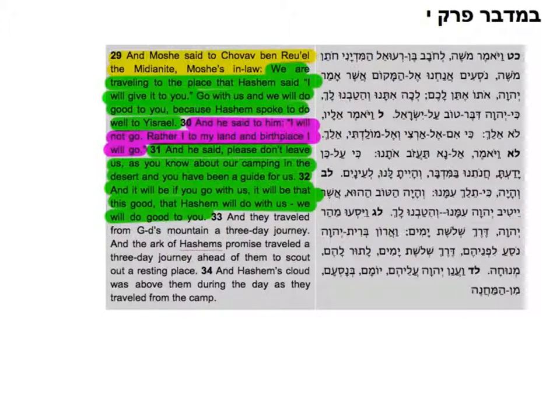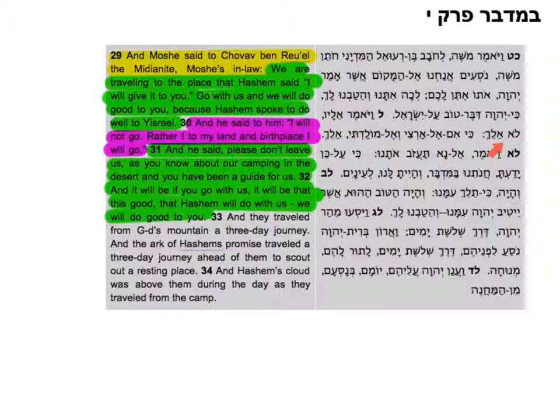And we learned about what it takes to motivate someone to make a big change in their life based on these psukim. So if you look at the two requests, the first time is here, right? Moshe says to Chovav, we are traveling to the place Hashem said, I will give it to you, go with us, and good things will happen to you. And what does he say? I will not go, rather I will go to my land and my birthplace.